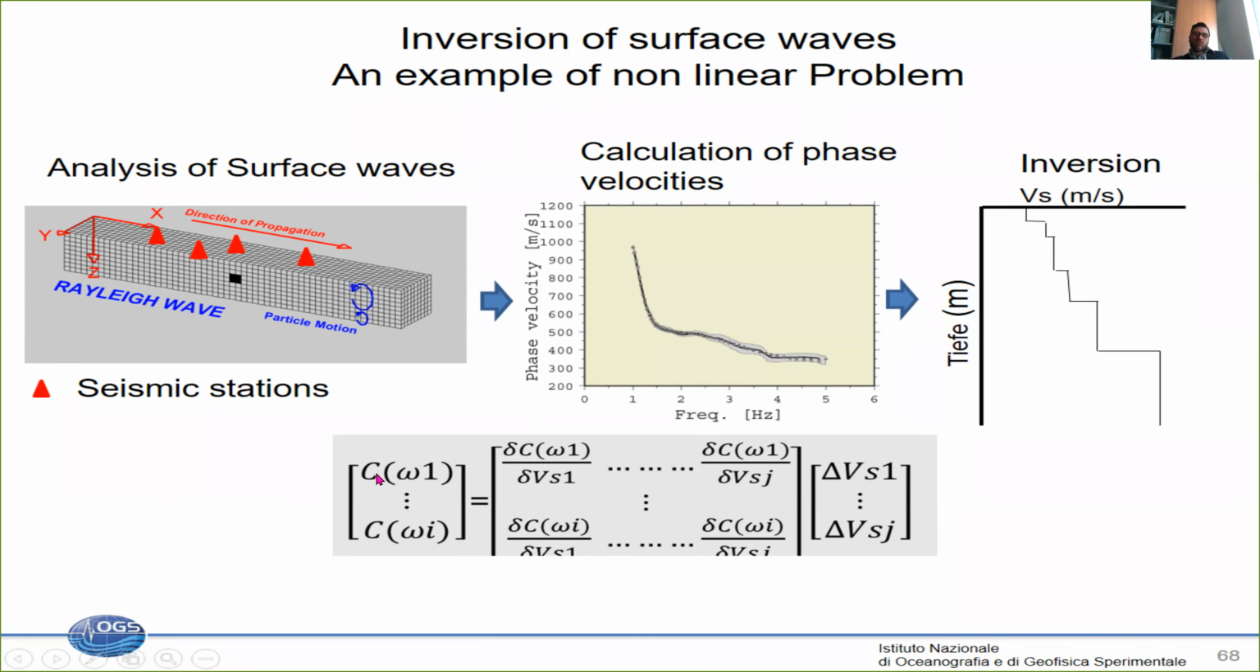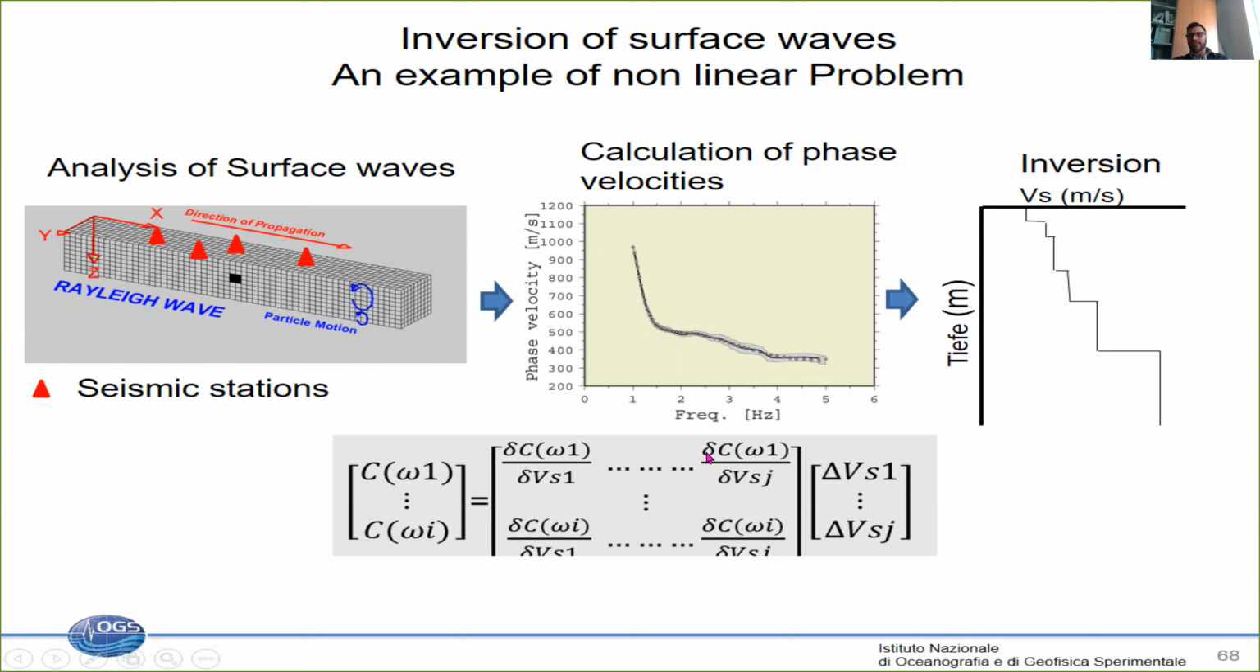What is the link between the observed phase velocity and the changes in the velocity in the underground from my original model? It's the Jacobian matrix that you see here. It's a matrix that links the changes in the phase velocity at each frequency to the change in the velocity of each layer. In principle, these partial derivatives tell me how much the phase velocity of the first frequency changes if I change the shear wave velocity in the first layer.